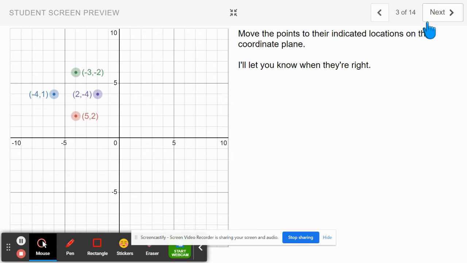This one shouldn't be too easy. For these ones, let's make sure you remember the first number tells you left or right. Left would be negatives, right would be positive. So seeing a positive 5 here, I'm gonna grab this and start here, go positive 5, positive 2, okay?